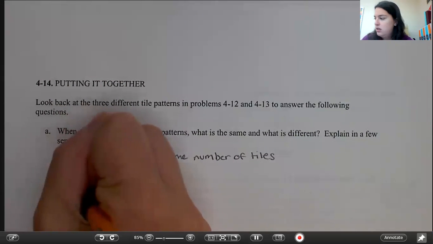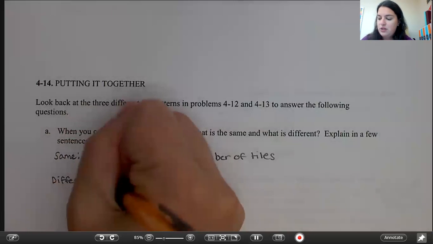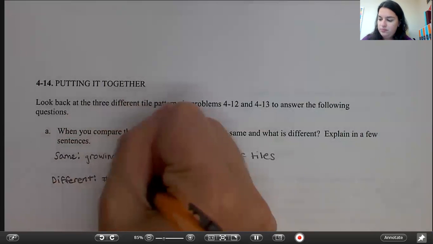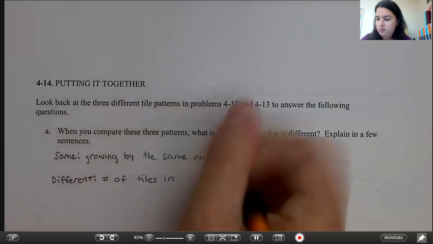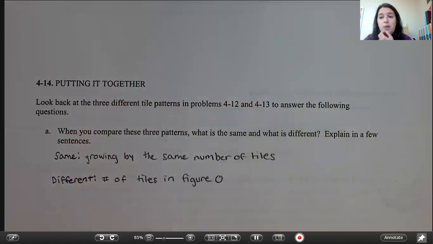Something that's different is the number of tiles in figure 0. You might have noticed some other things that were different, but this, you will see why that difference is very important. We're going to move on to part B.